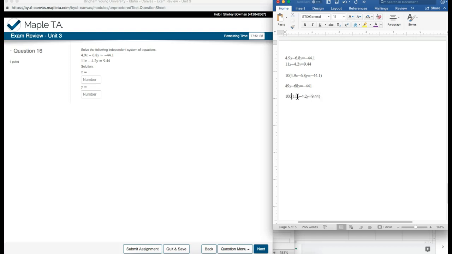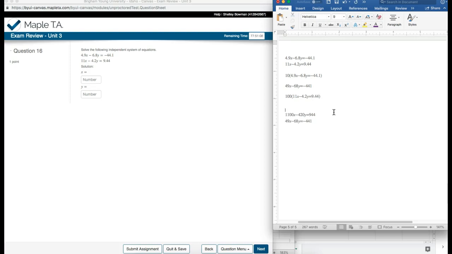Doing that, since the 11 doesn't have a decimal, multiplying it by 100 just gives it two zeros at the end. In this one, I move the decimal over two places, which gives me 1100, and moving the decimal over two places gives me 944. So now I can work with these two equations, which is nice since they don't have decimals.